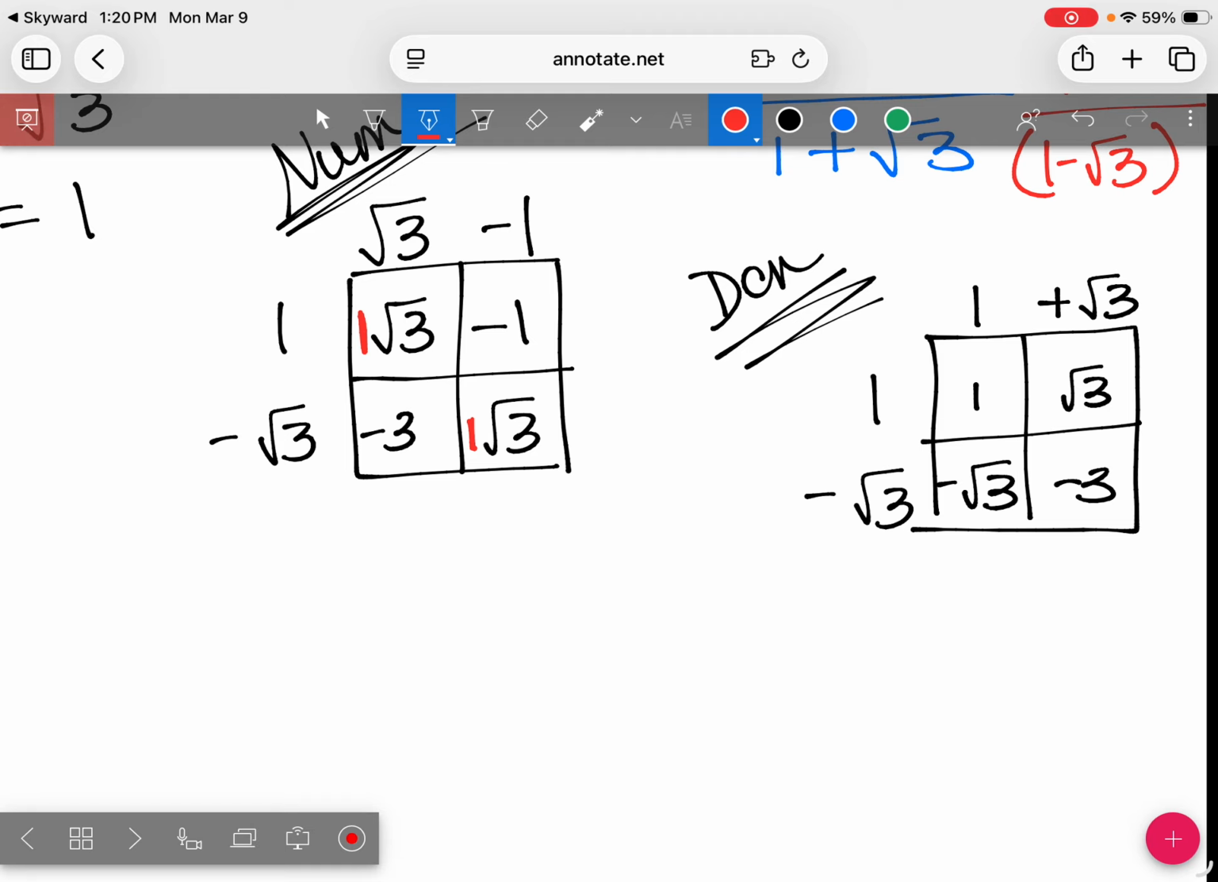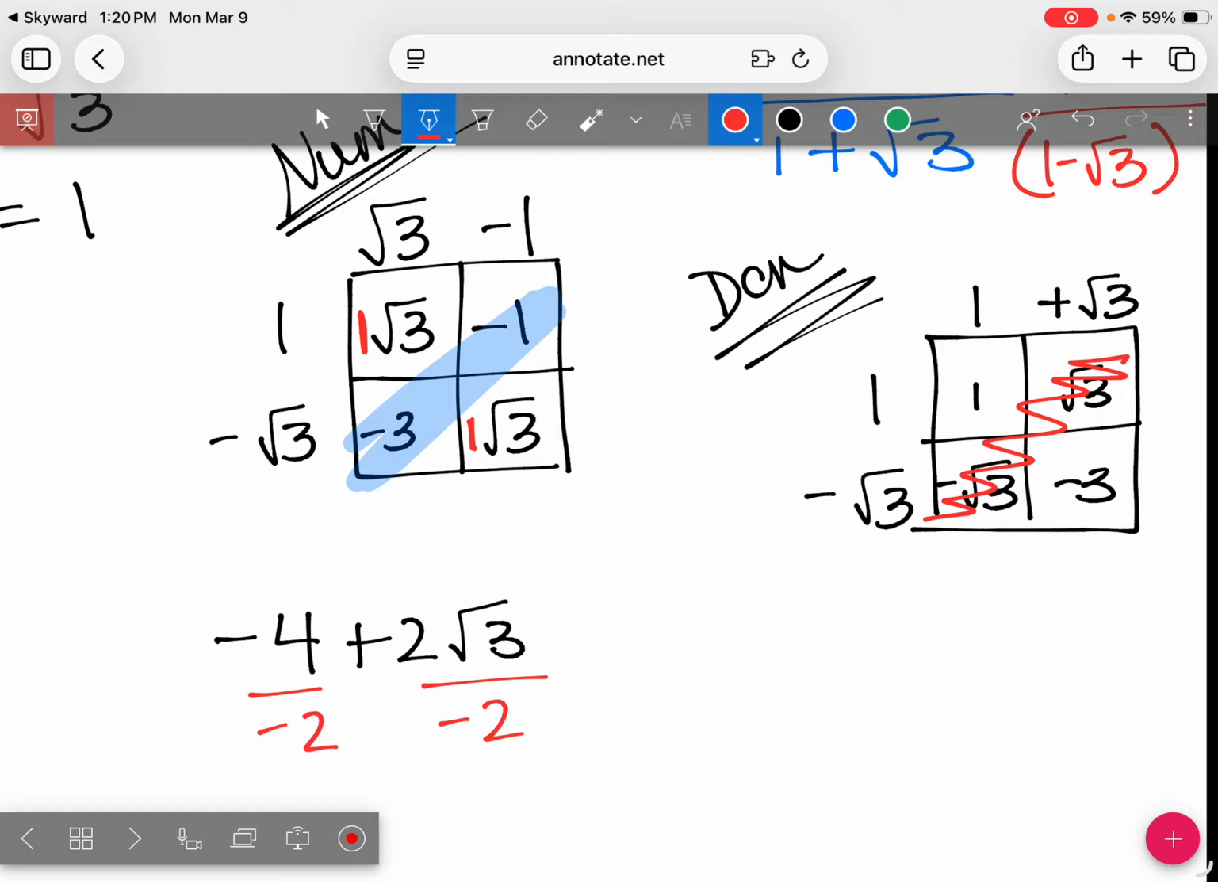So when you fill in your 8 squares, when you multiply these two, when you add these two together, you get -4 plus 2 root 3. And in this box, these both go away, and you're left with just a -2. But I'm going to divide both of these separately by -2. And my final answer would be a +2 minus root 3.